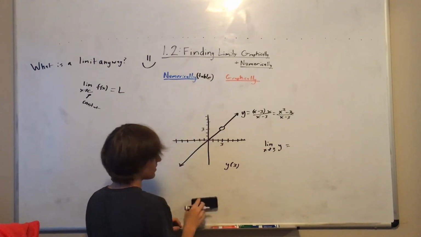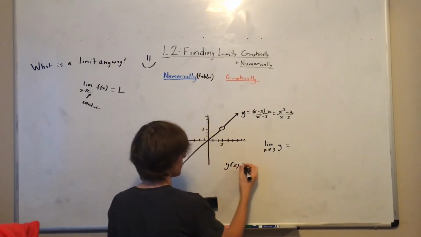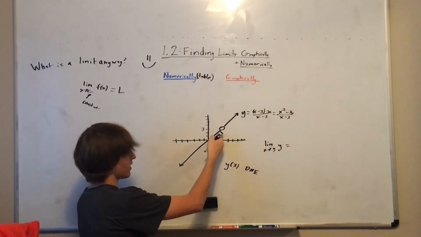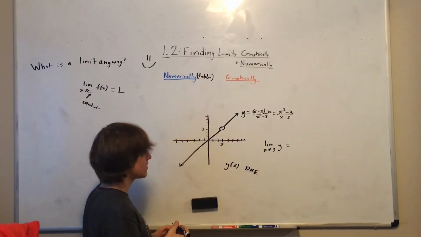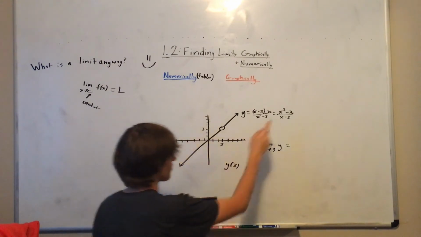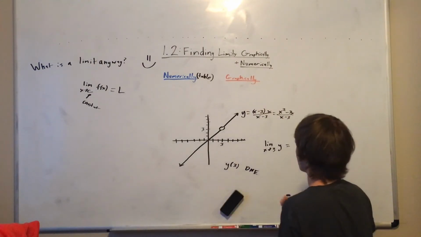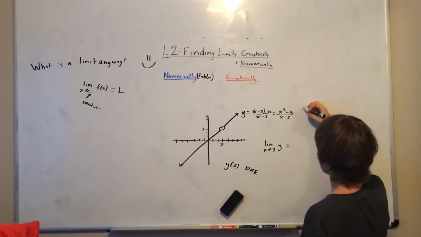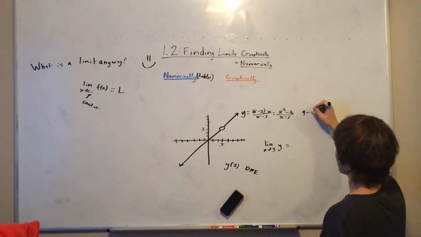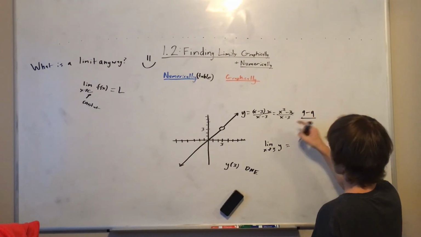Y evaluated at x equals 3 does not exist. There's no value there. It's undefined. There's a hole in the graph. If you were going to plug it into the function right over here, you would get 3 squared, which is 9, minus 3 times 3, which is also 9, over 3 minus 3.